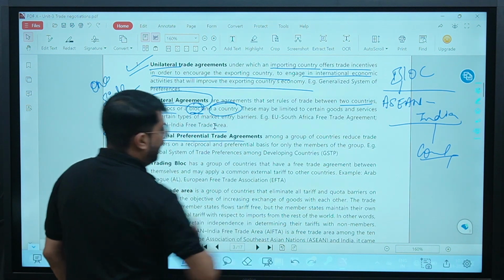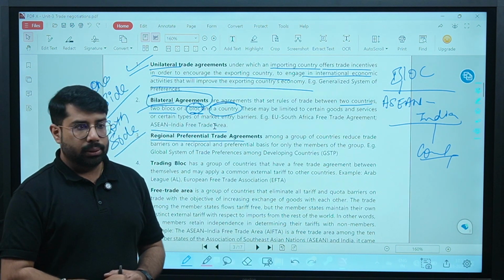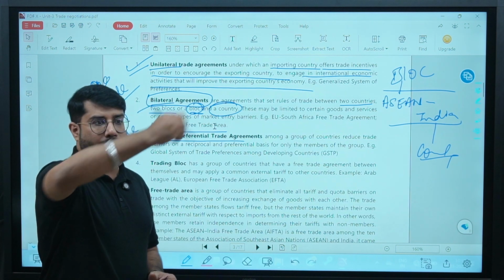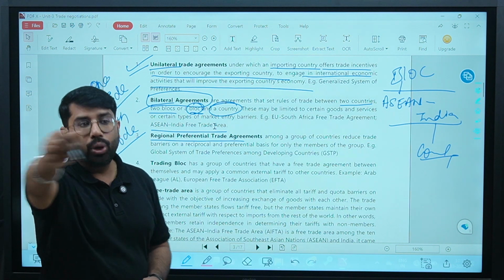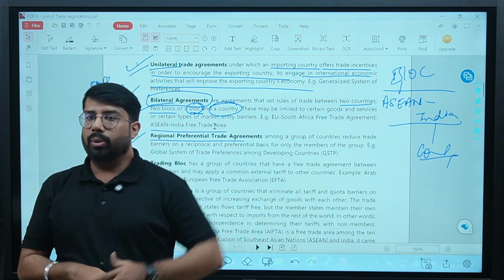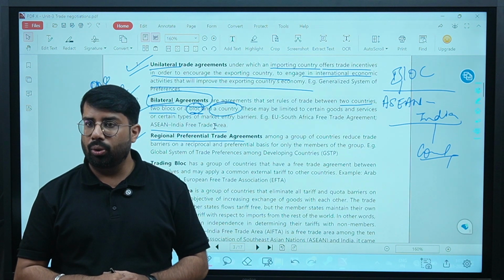Moving on to RPTA. I think all of you understand what is RPTA. It is an agreement where the members who have signed this agreement have agreed to give benefits to each other, that we will charge low tariff from each other. Are you clear? Yes or no?